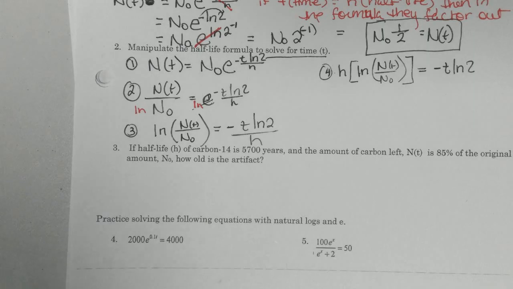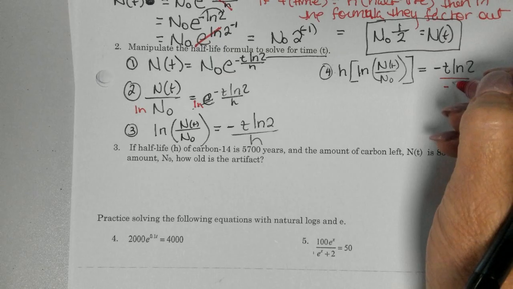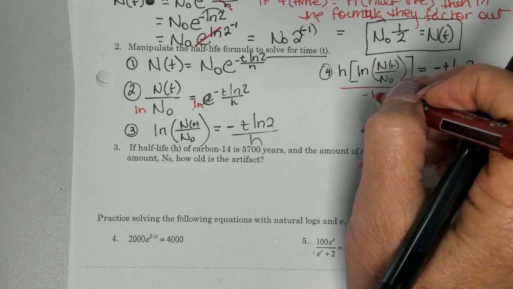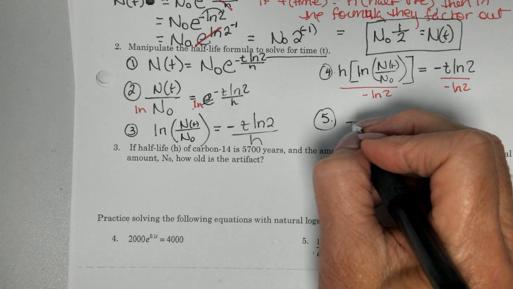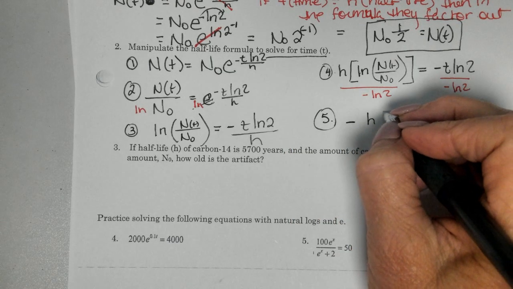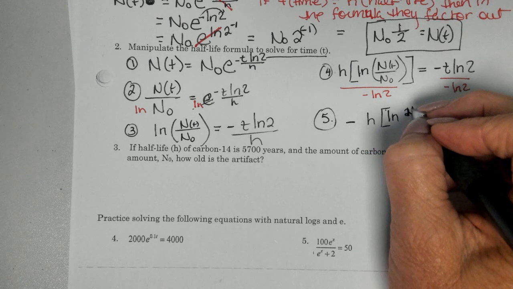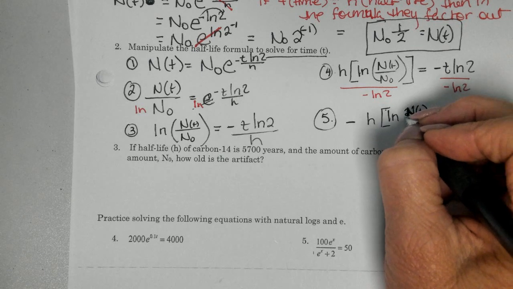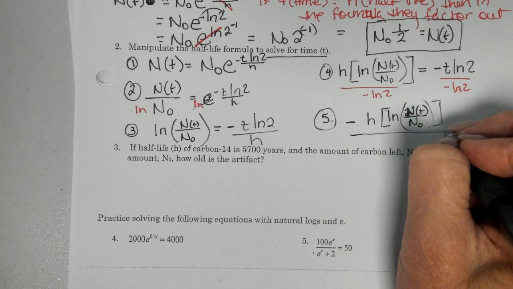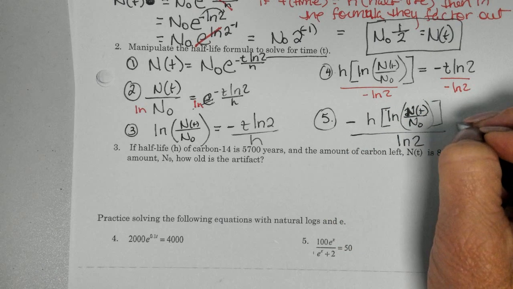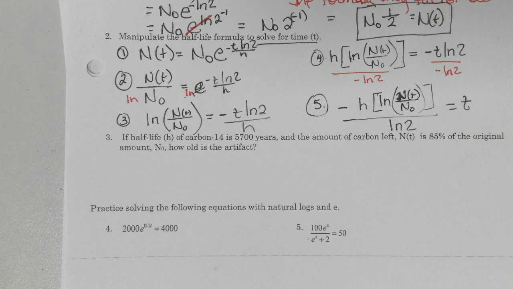Divide by negative natural log of 2. There you go. So if we divide by negative natural log of 2 on both sides, we end up with a negative h times the natural log of n of t divided by n sub 0, over the natural log of 2. And now we have manipulated this formula to solve for t.